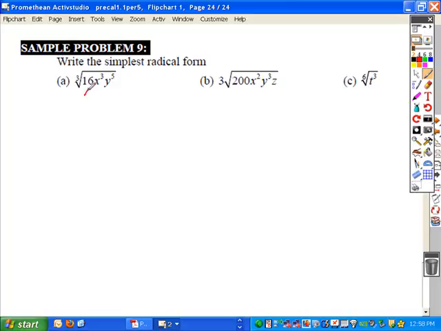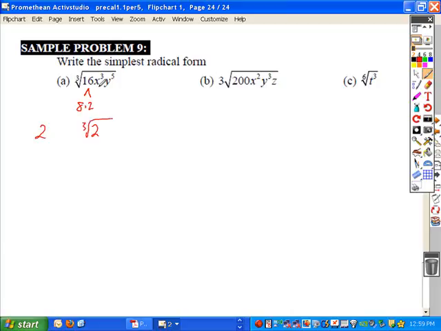We're looking for perfect cube factors. So are there any perfect cubes that are factors of 16? You have 8 times 2. 8 is a perfect cube. When you simplify or pull this out of the radical, what is the cube root of 8? 2. And you have this factor of 2 left inside the radical. Make sure you keep your index the same as the original.